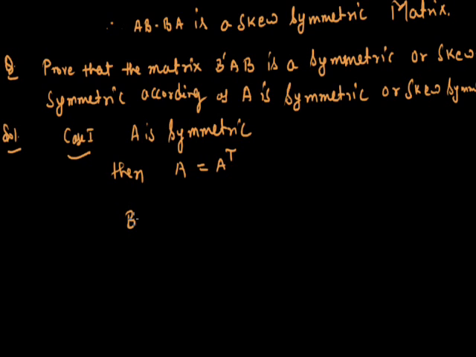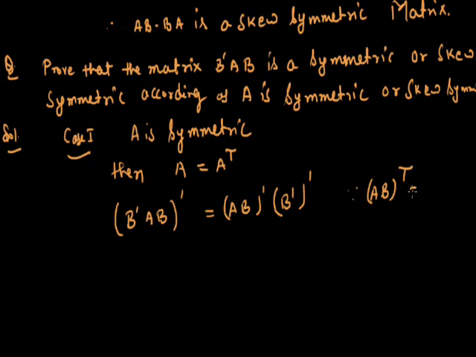So (B' AB)' will be equal to (AB)' (B')' by the property (AB)' equal to B' A'. So we have considered AB as a single unit. So B' and AB. So this will be equal to (AB)' (B')'.